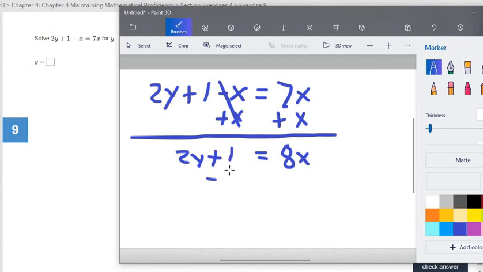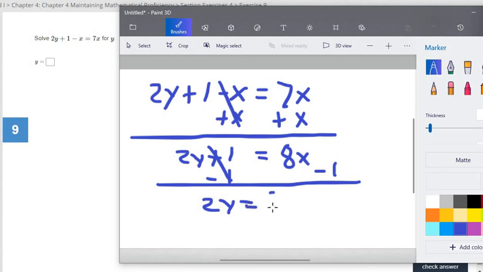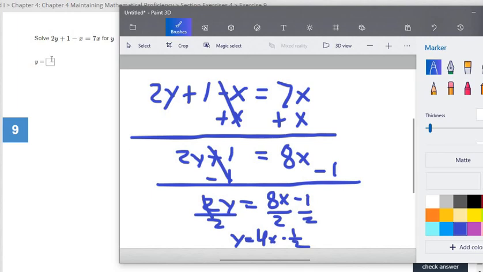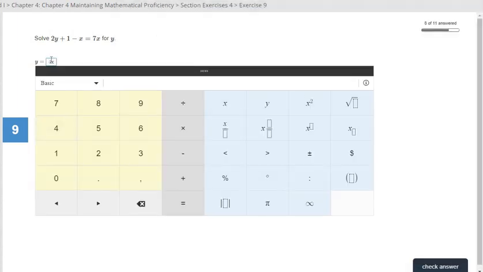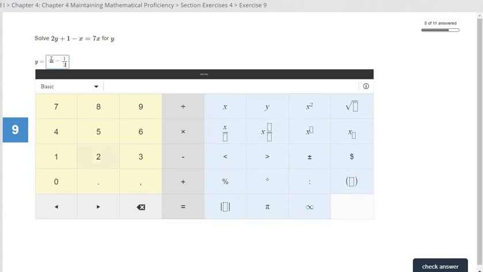And then all we have to do is subtract 1 from both sides. Again, you can't subtract a 1 from an 8x. Those are not like terms. So these will cancel, leaving us 2y equals 8x minus 1. And now we're going to divide everything by 2. And these will cancel, leaving us y equals 8 divided by 2 is 4x, and then minus 1/2. So 4x minus 1/2.